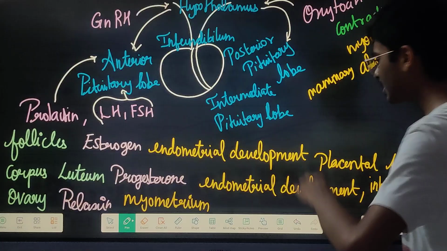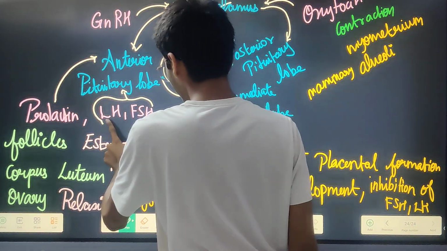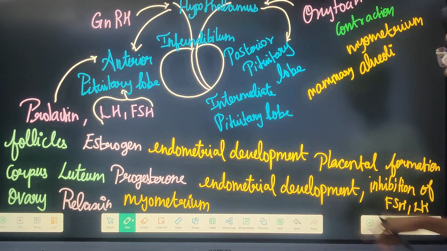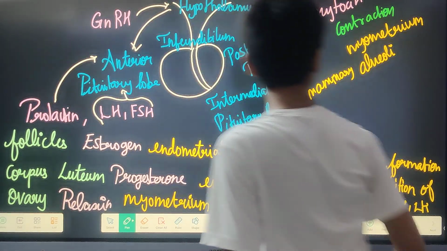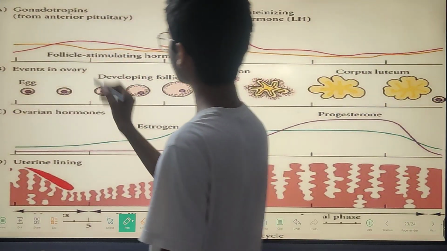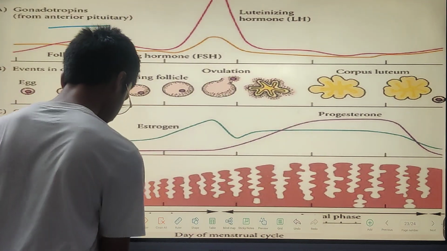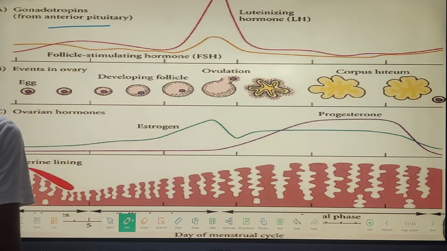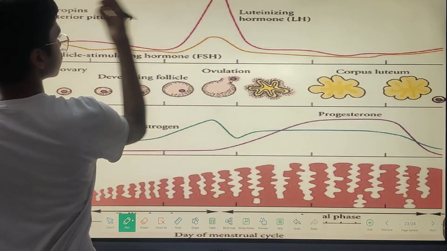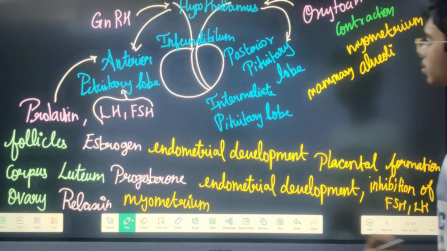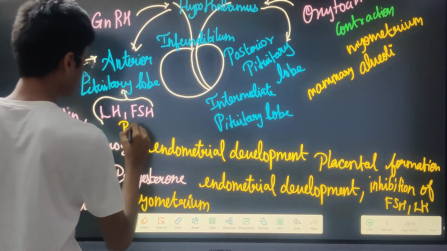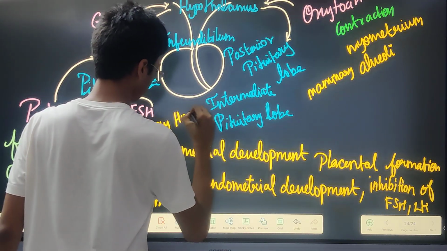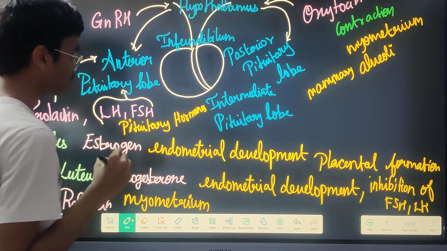And also one more thing, this FSH and this LH are released by the pituitary gland, under the influence of GnRH. So we will be saying them as gonadotropin hormones, anterior pituitary hormones. We will be calling them pituitary hormones. These two are commonly called pituitary hormones since they are released by the pituitary.